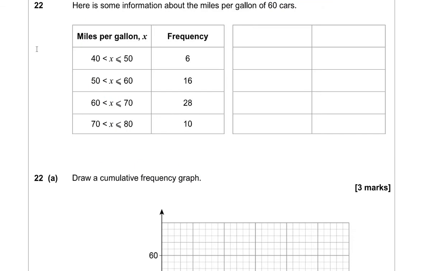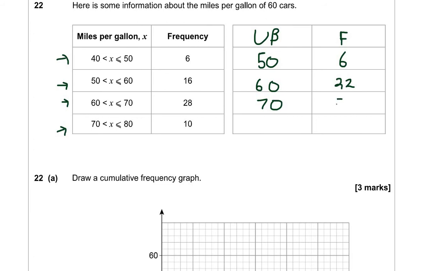Okay, question 22. Here is some information about the miles per gallon of 60 cars, and it says draw a cumulative frequency graph. Now, cumulative frequency, you need to look at the upper bounds for each class width. With cumulative frequency, we're adding up the frequencies as they go. So we know at the point 50 miles per gallon, there was 6 cars. At the point 60, there was 6 plus 16, which is 22, and so on. Let's call this frequency. At 70 miles per gallon, we add another 28, so that's going to be 50. And at 80, we add another 10, so that's 60. So these are the upper bounds.